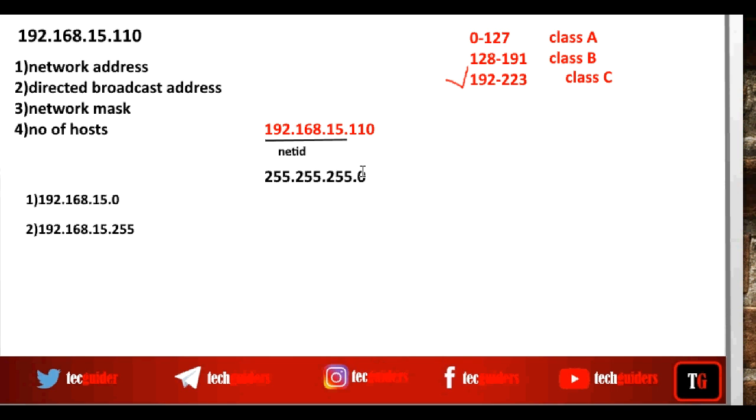Now what's the number of hosts that can be addressed within the network? The host ID portion consists of 8 bits, hence there are 2 power 8 possible IP addresses, or 256 possible IP addresses. Among them, the first IP address is used to address the network and the last IP address is used as the directed broadcast address. So the number of hosts that can be addressed within the network is 256 minus 2, 254.